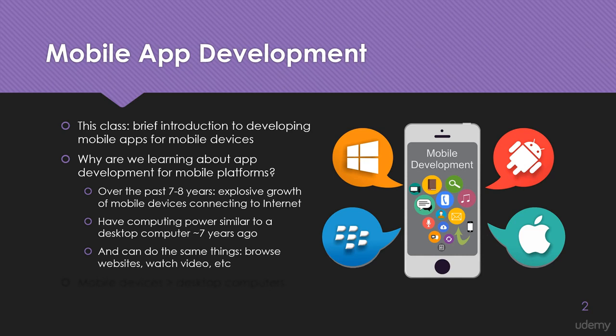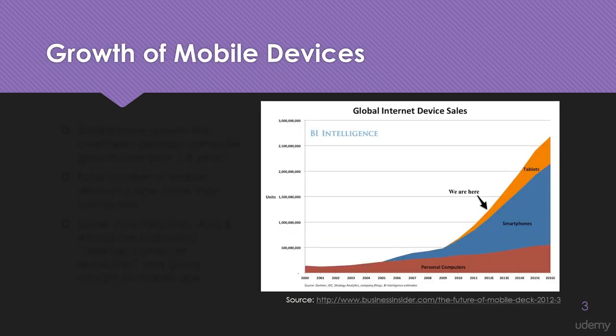for various reasons. Well, over the past 7 to 8 years, there's been an explosive growth of mobile devices connecting to the internet. And oftentimes these smartphones or even tablets have the computing power very similar to that of a desktop computer from 7 years ago or 10 years ago. So you can do the same things that you could do on a desktop or laptop computer 7 or 10 years ago on your smartphone or tablet today, which is browse websites, watch video, etc. And the number of mobile devices is quickly surpassing the number of desktop computers out there.